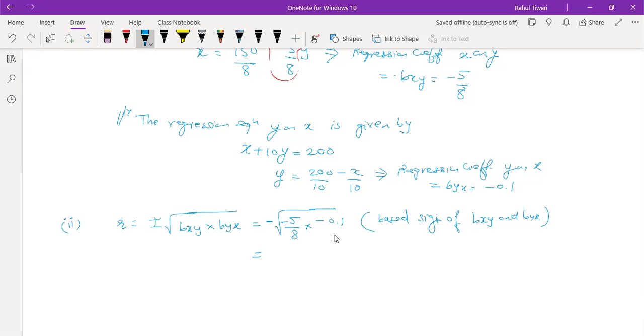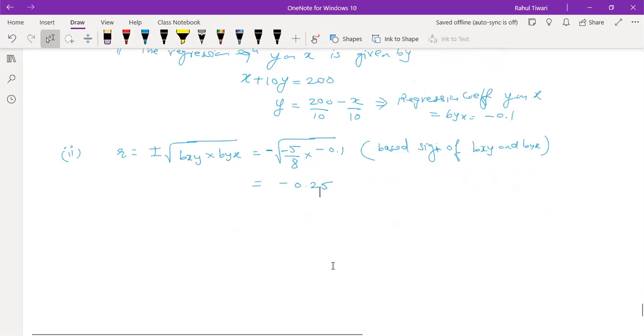Is it minus 0.25? Yes, sir. Good. Very nice. So what can you conclude? There is a weak inverse relationship between x and y.